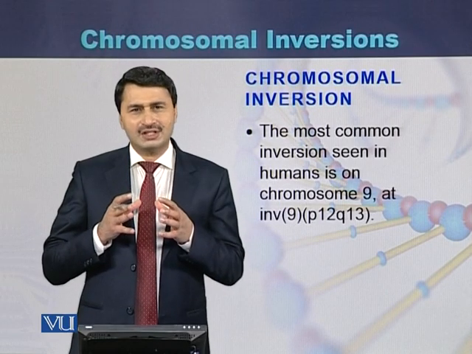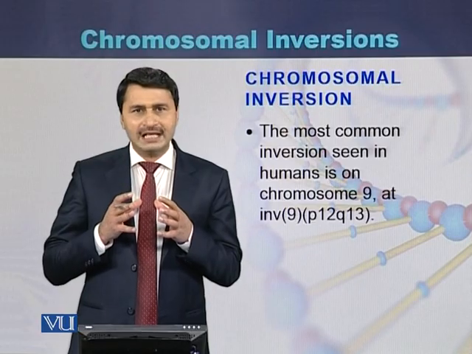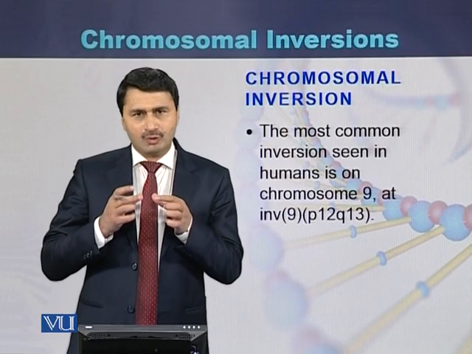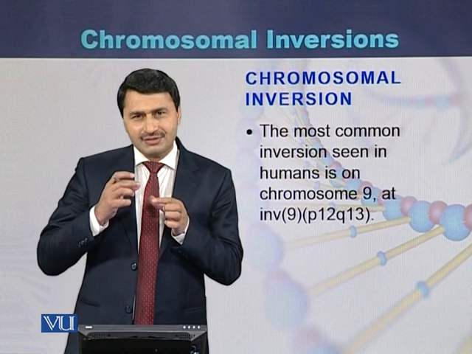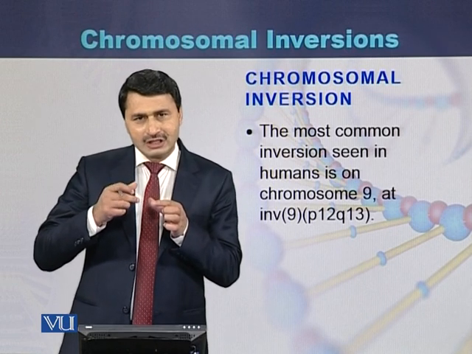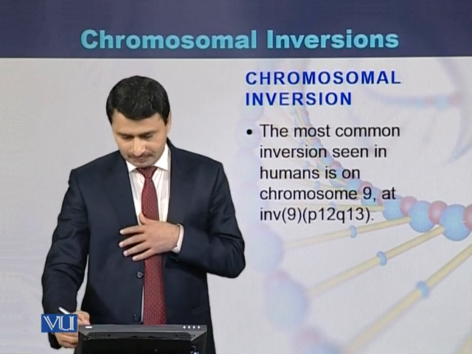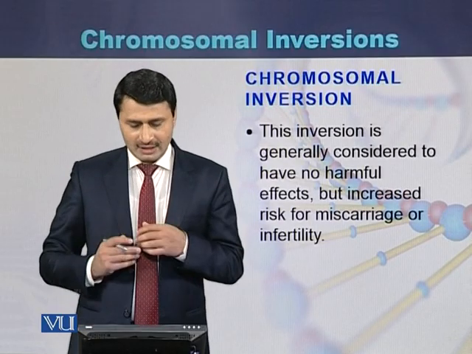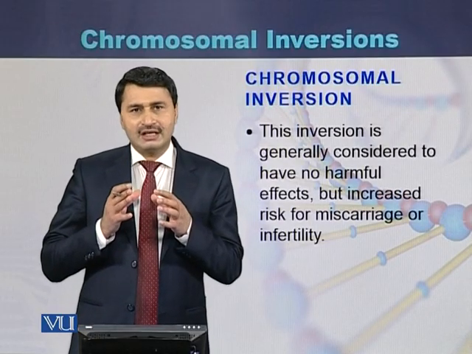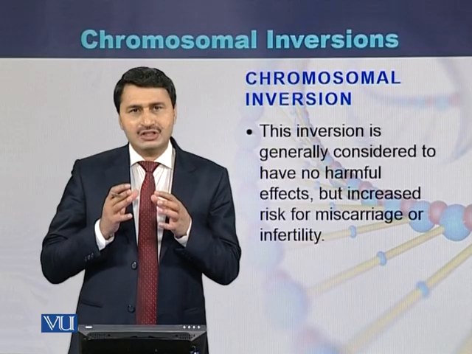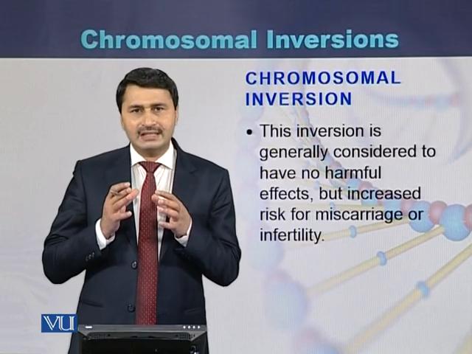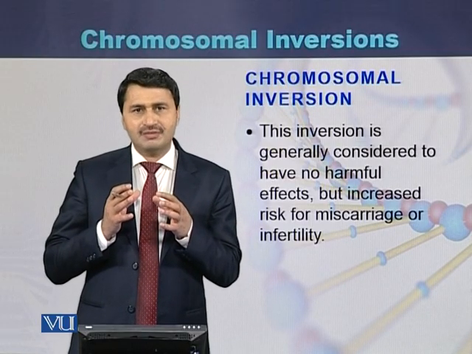The most common inversions in humans have been seen on chromosome 9, where a fragment from arm P is exchanged with the fragment on arm Q. Generally, these inversions in humans are not harmful, but they increase the risk of miscarriages.